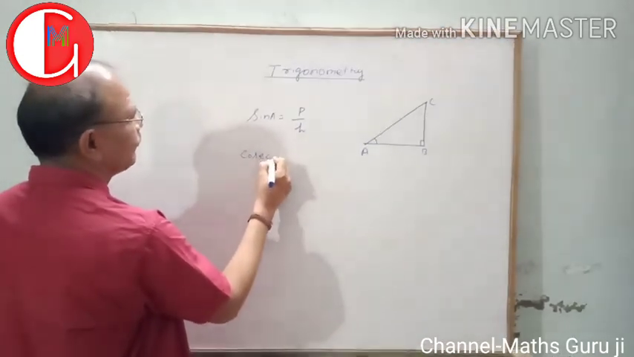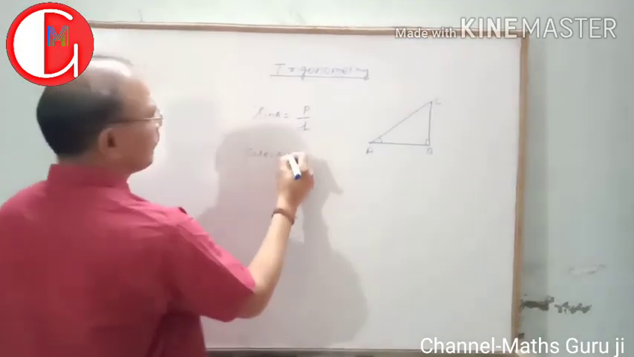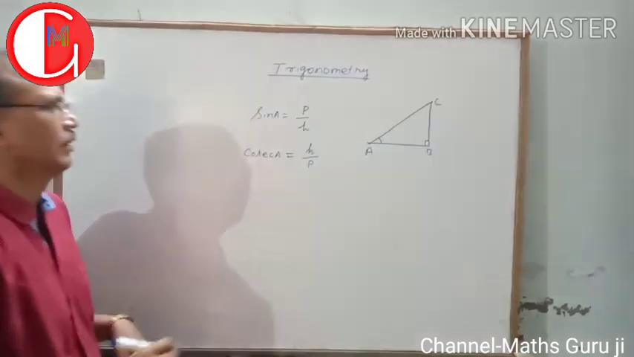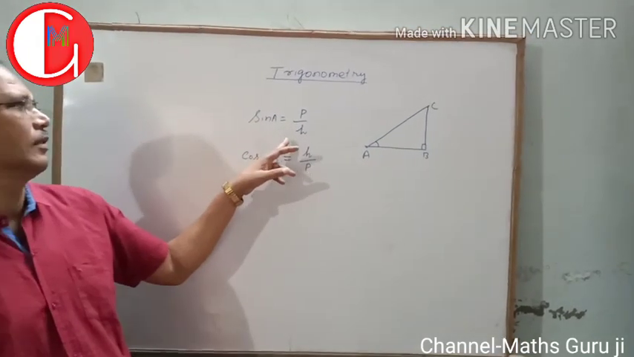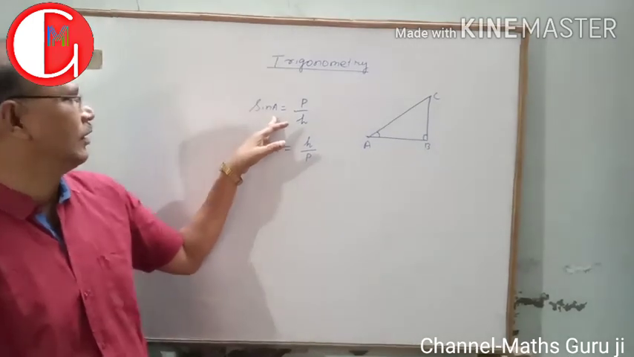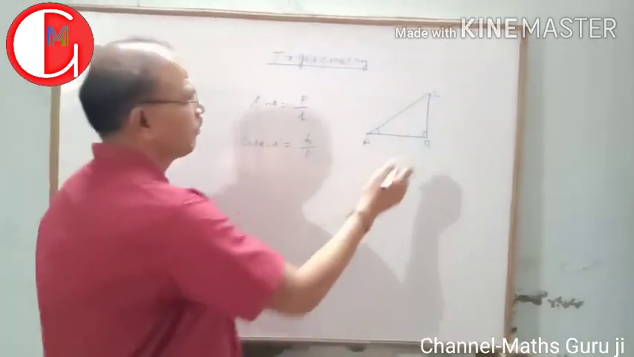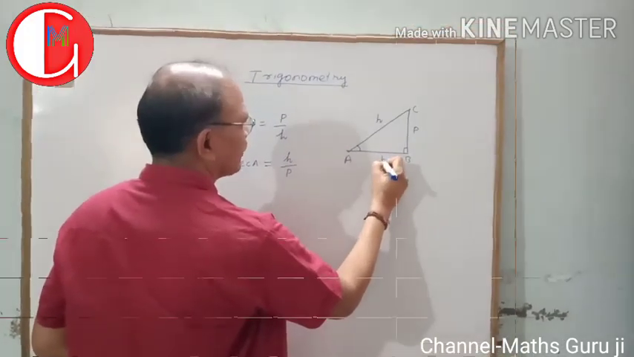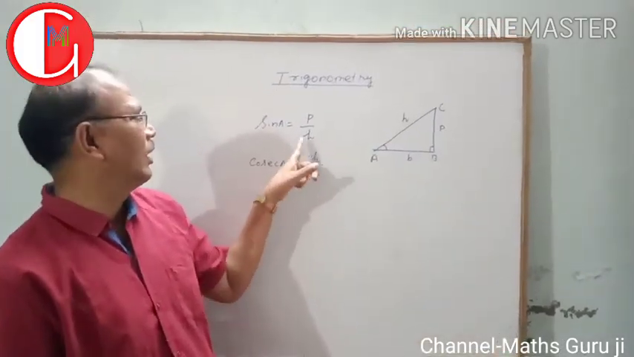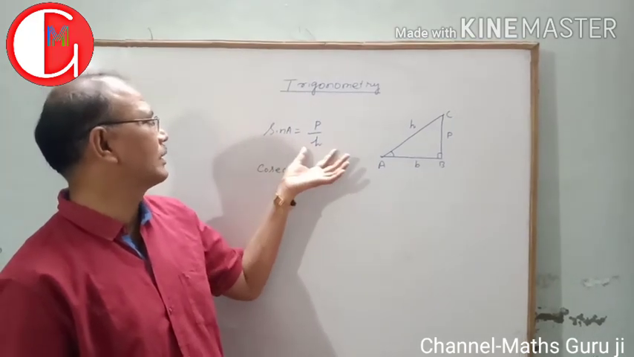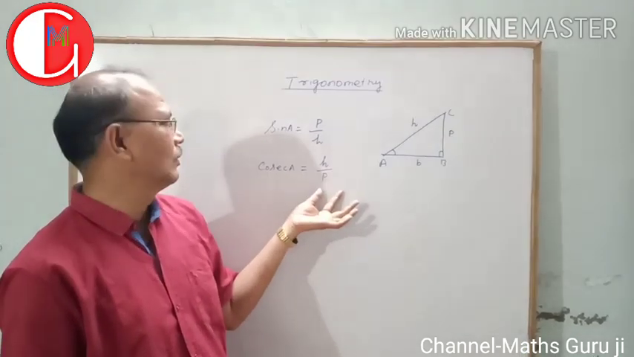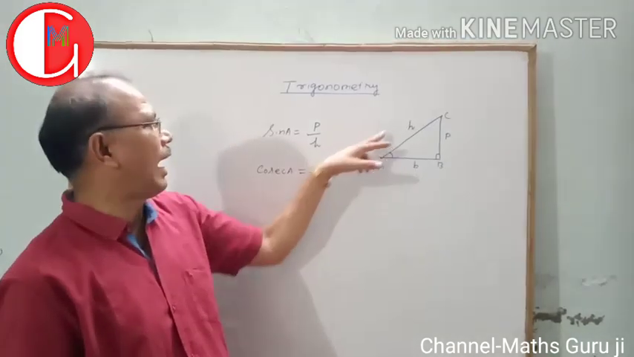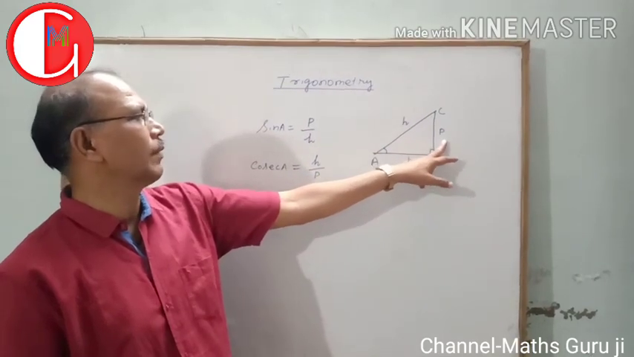Cosec A is taking the inverse of this, H by P. Sine A is the ratio of perpendicular to the hypotenuse, and cosec A is the inverse of sine A. So, what is the ratio for cosec A? Hypotenuse to the perpendicular.